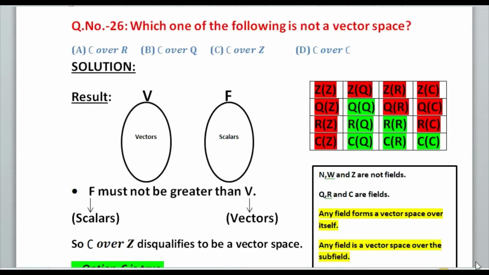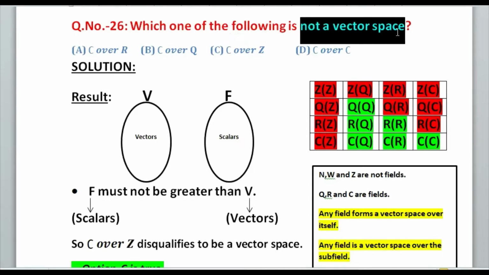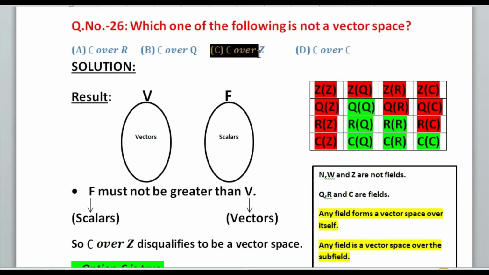Which one of the following is not a vector space? Be careful, it was asked here, not a vector space. Please look at option C. It is given here C over Z. It is not a vector space because Z is not a field.